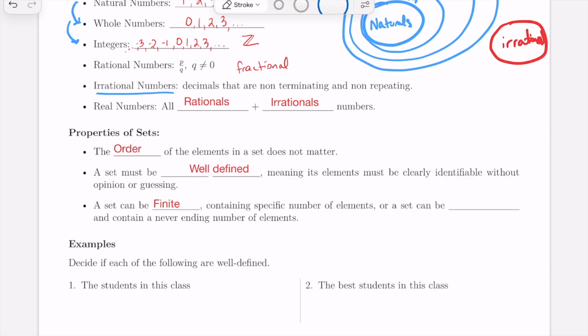A set can be either finite, like some of those examples I gave, the set of states, the set of presidents, etc., or it can be infinite, right? The set of the natural numbers, that's infinite. If I said the set of natural numbers less than 10, that would be finite. Finite means there's some specific number that you can count to and you can get to the end.